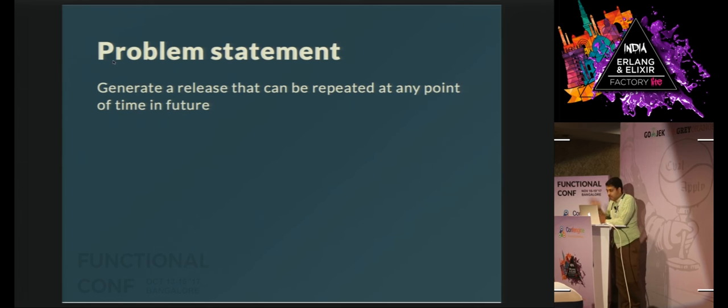And coming back to the problem, it's very simple. Generate a release given some Erlang code base and give some guarantee that you will be getting the exact same release at any point of time in future when you repeat it. And by the exact same release, I mean functionally identical. This looks like a very simple problem. People coming from other languages might be laughing at this. Why is this difficult?